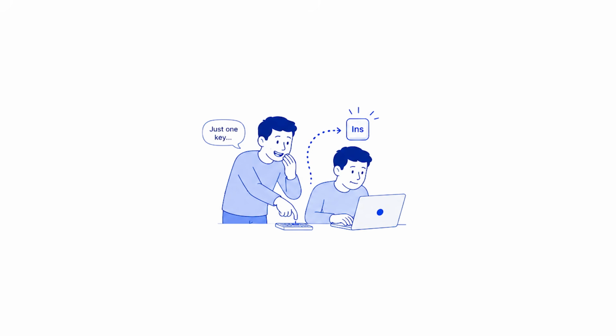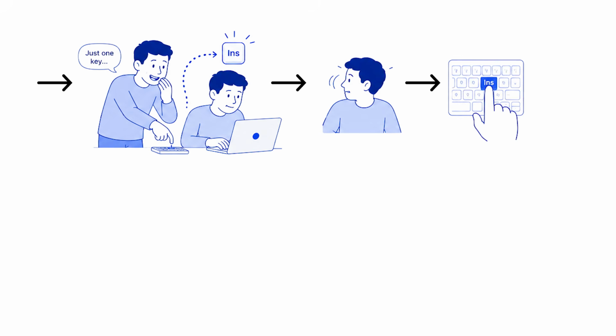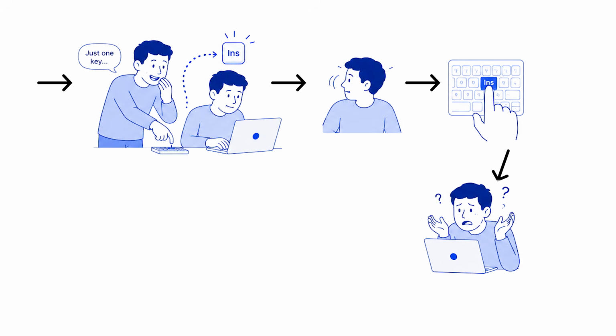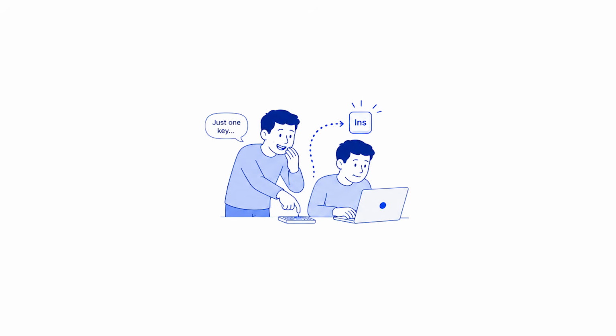Here's a fun fact. This key is a great way to prank your friends. Wait until they're typing something important. Look away for a second, press Insert. Watch the confusion when they start typing and everything gets overwritten. They'll have no idea what happened. You can be the hero who shows them how to fix it, or you can just watch them suffer.